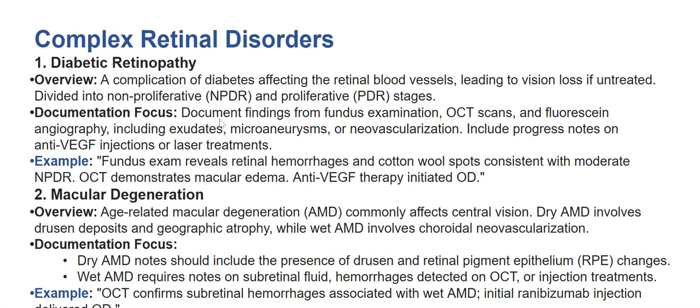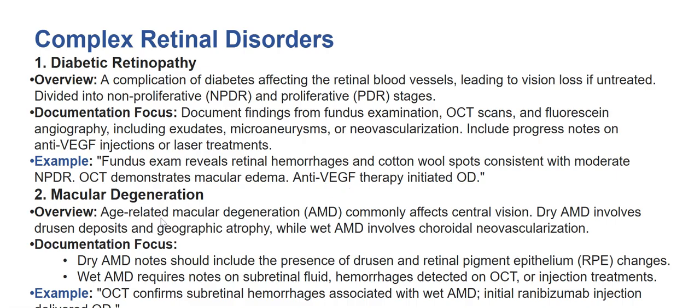Documentation focus: document findings from fundus examination, OCT scans, and fluorescein angiography, including exudates, microaneurysms, or neovascularization. Include progress notes on anti-VEGF injections or laser treatments. Example: fundus exam reveals retinal hemorrhages and cotton wool spots consistent with moderate NPDR. OCT demonstrates macular edema. Anti-VEGF therapy initiated OD.